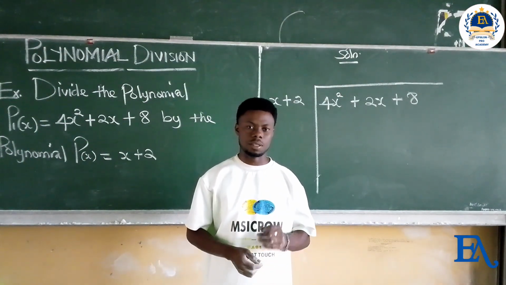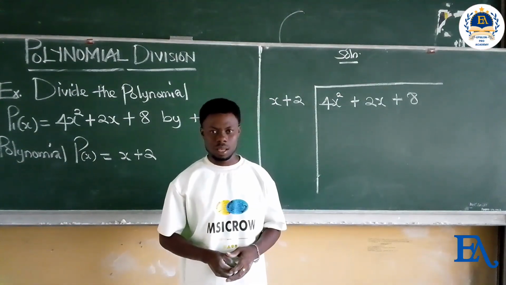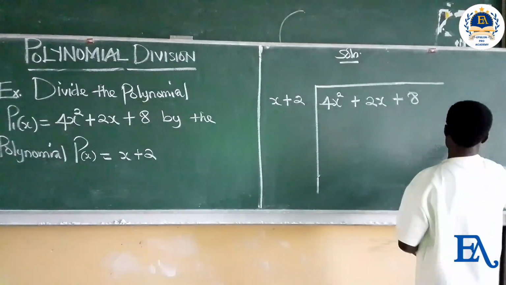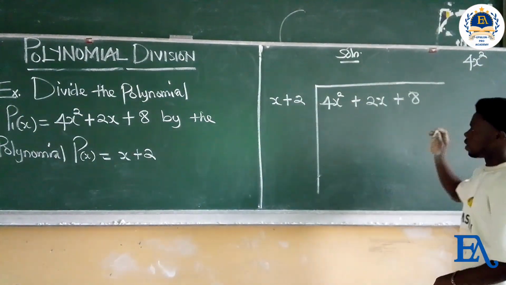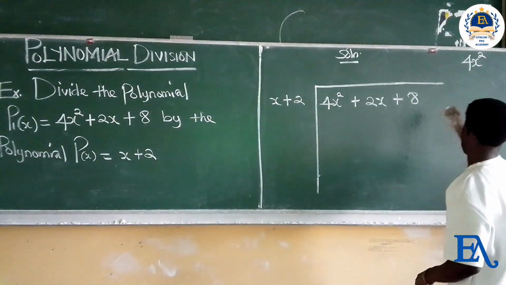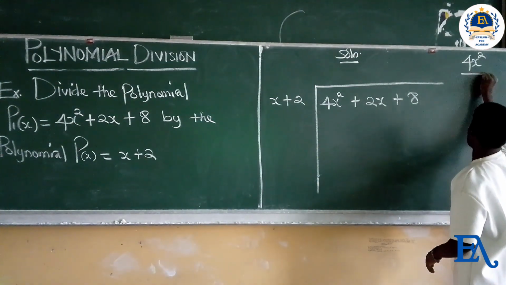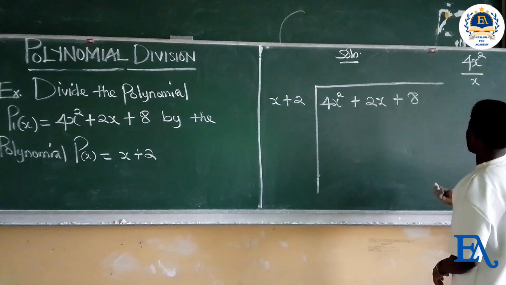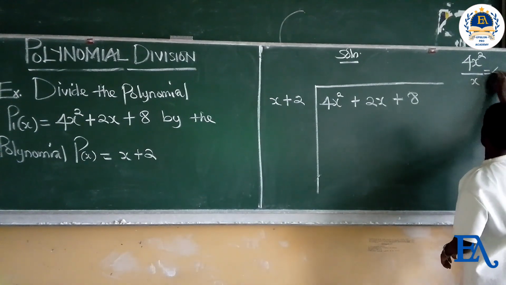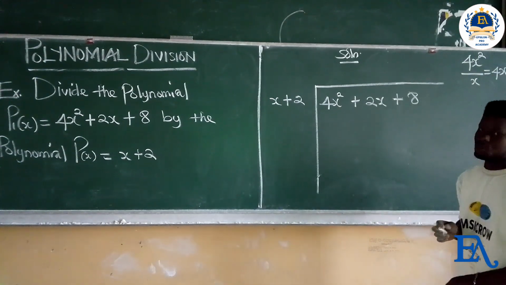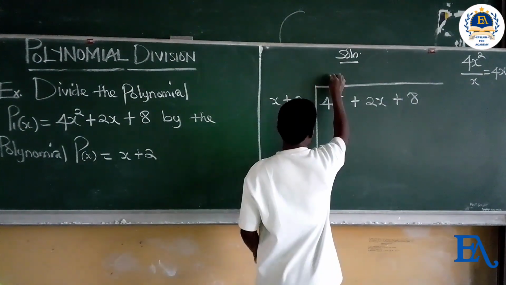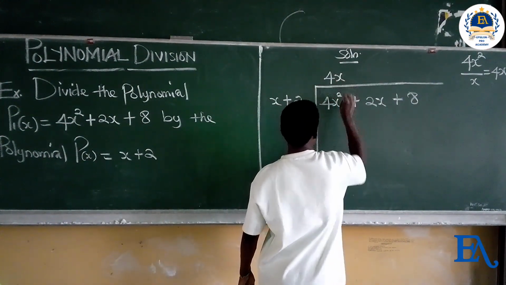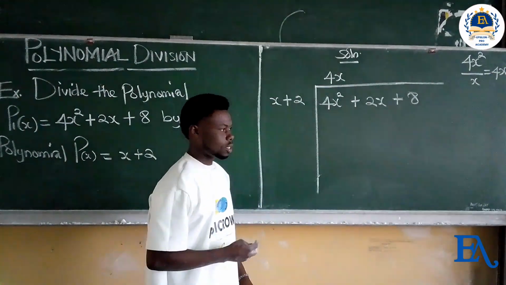by the first term of the divisor, and obtain the first term of the quotient. So the first term of the dividend is 4x raised to the power of 2, and the first term of the divisor is x. So you are going to divide this by x. If you divide this by x, you are going to obtain 4x, which is basically the first term of the quotient. So the 4x is going to be written above 4x. That's the first term of the quotient.